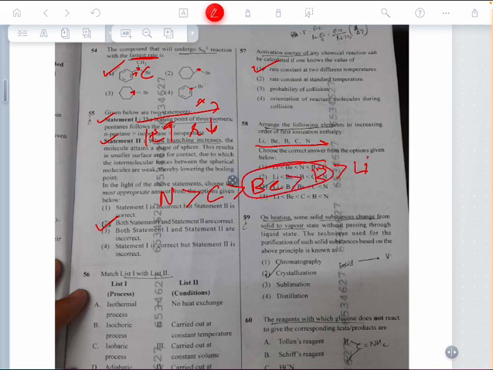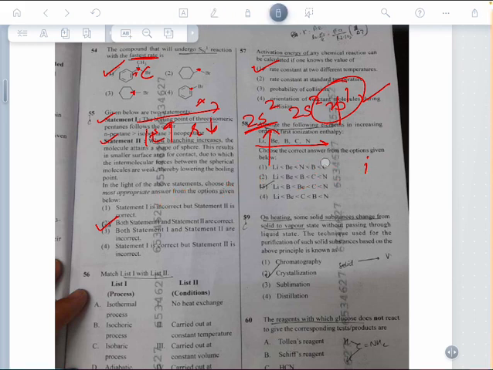Now why is this exception coming over here? It is because of penetration power of s orbital, beryllium having 2s2 and boron having 2s2 2p1. So it is easier to remove electron from 2p1 as compared to 2s2 because of higher penetration of s orbital. So I guess the correct option over here is the third one.